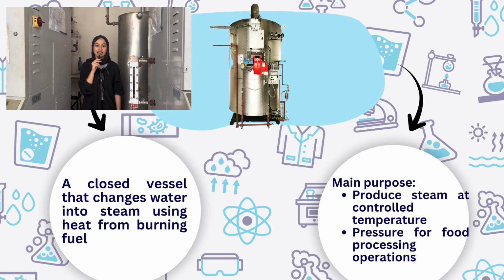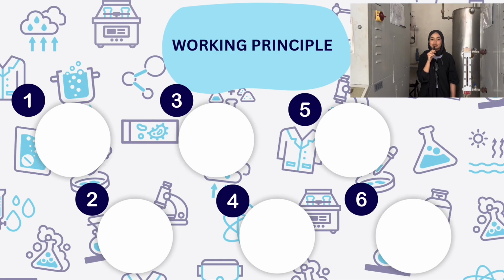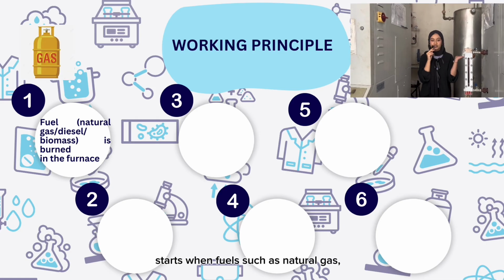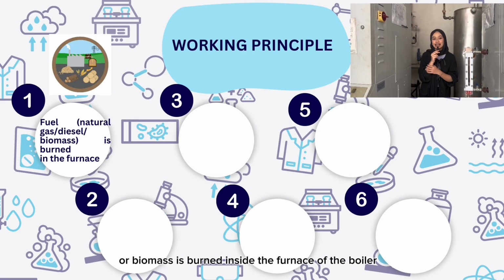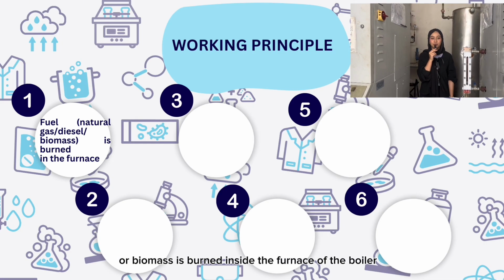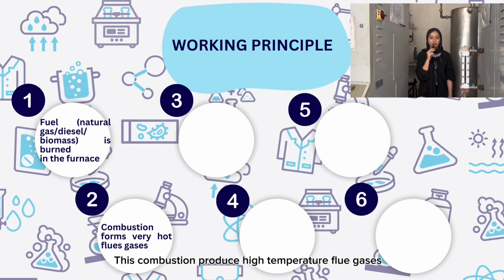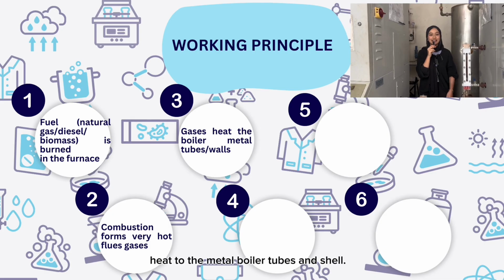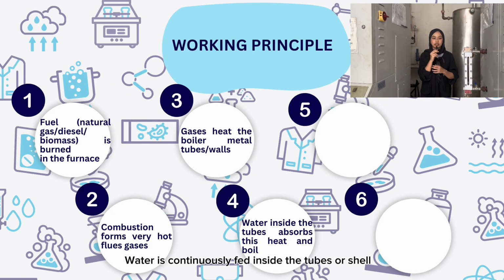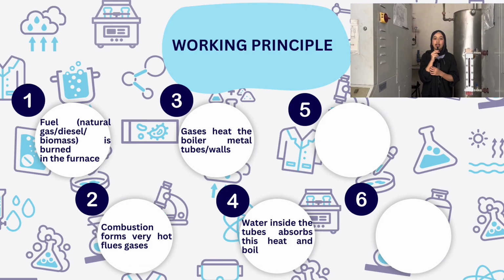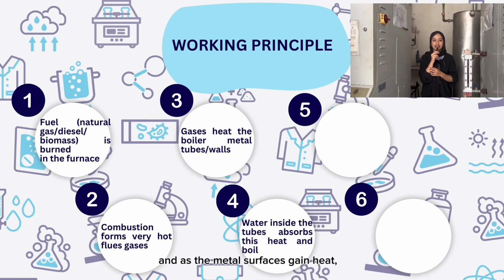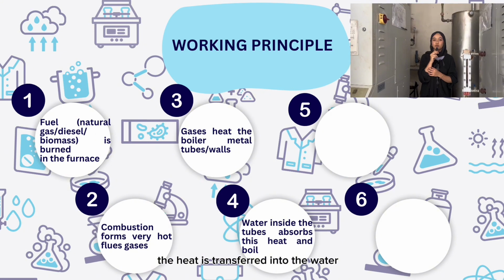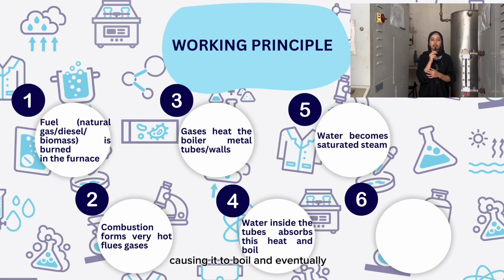food processing. The working principle starts when fuels such as natural gas, diesel or biomass are burned inside the furnace of the boiler. This combustion produces high temperature flue gases. These hot gases transfer heat to the metal boiler tubes and shell. Water is continuously fed inside the tubes or shell, and as the metal surfaces gain heat, the heat is transferred into the water, causing it to boil and eventually become saturated steam.